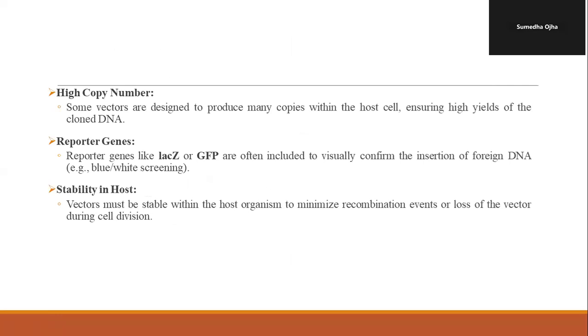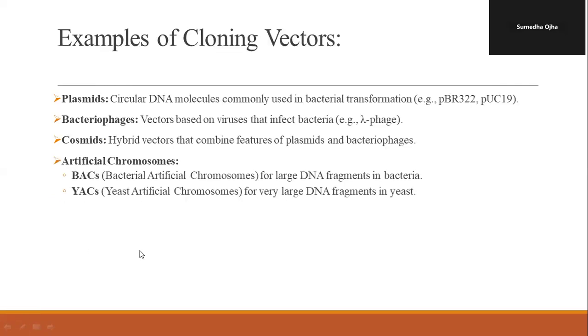They must have stability in the host to minimize recombination events or loss of the vector during cell division. The examples of cloning vectors include plasmids. The plasmids are circular DNA molecules commonly used in bacterial transformation. Bacteriophages. Bacteriophages are based on viruses that infect bacteria. Cosmids. They are hybrid vectors that combine features of plasmids and bacteriophages. Artificial chromosomes. They have bacterial artificial chromosomes, yeast artificial chromosomes, etc.